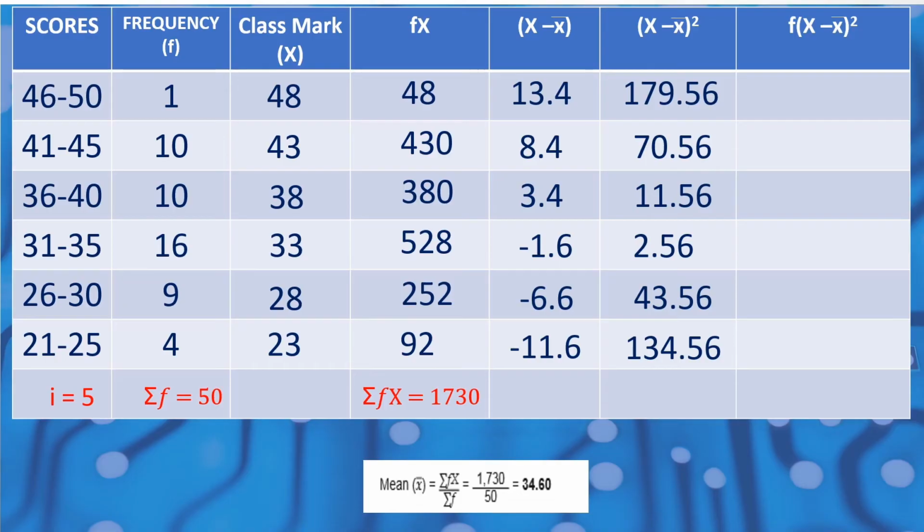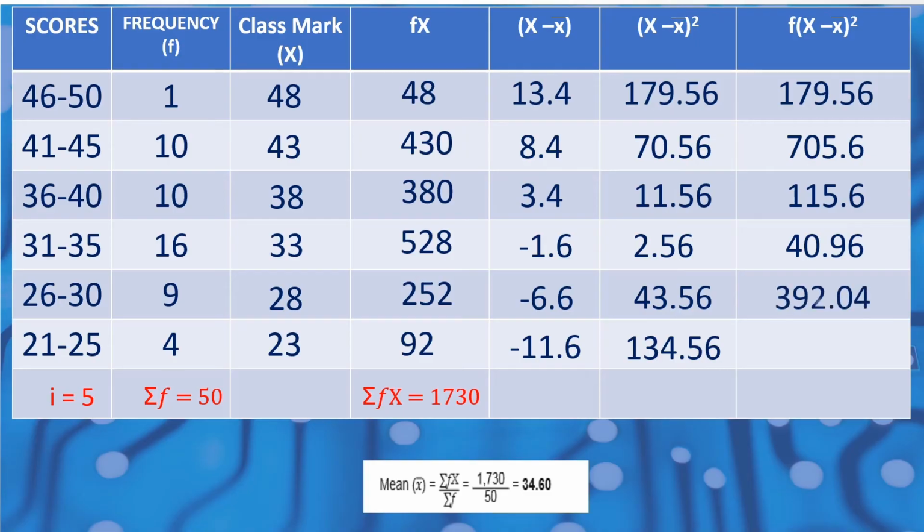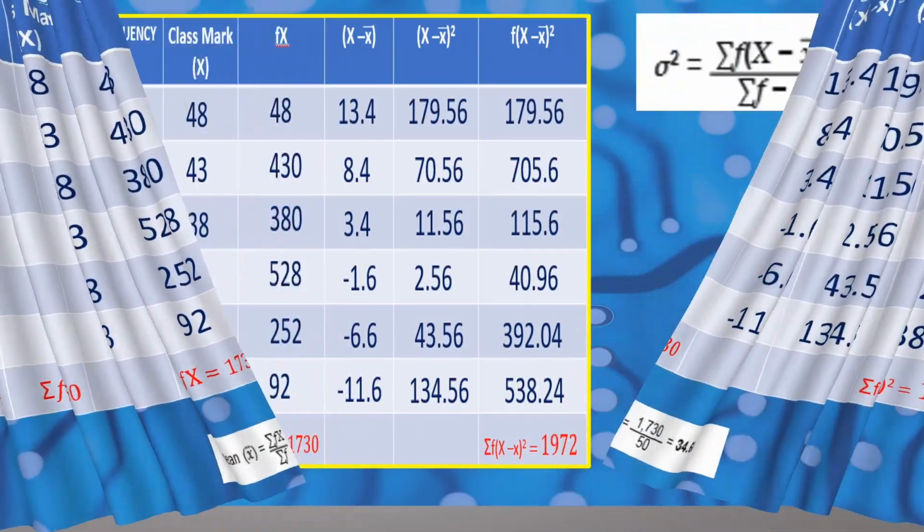For the last column, we will get the product of f times the square of the quantity x minus x bar. So, multiply 1 by 179.56. We will get 179.56. 10 times 70.56 is equal to 705.6. 10 times 11.56 is 115.6. 16 times 2.56 is equal to 40.96. 9 times 43.56 is 392.04, and 4 times 134.56 is equal to 538.24. Then add them all, you will get 1,972.